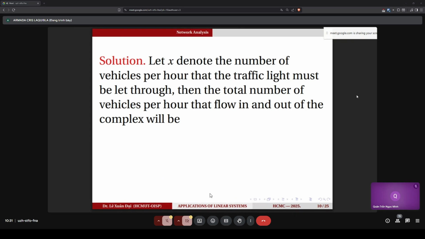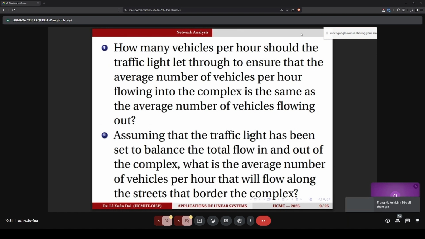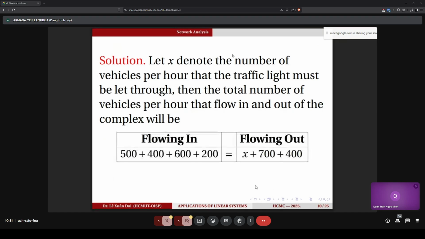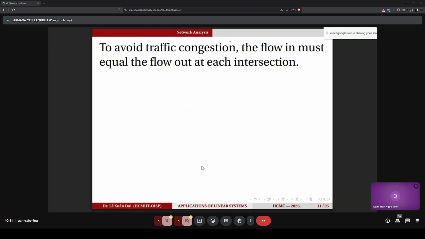Next question, we have this. Assuming that the traffic light has been set to balance, so it's now balanced already. If your x there is 600. Question, what is the average number of vehicles per hour that will flow along the streets that border the complex? So it's here, class. They're asking for this one. The x1, x2, x3, and x4 here. So what are their values?